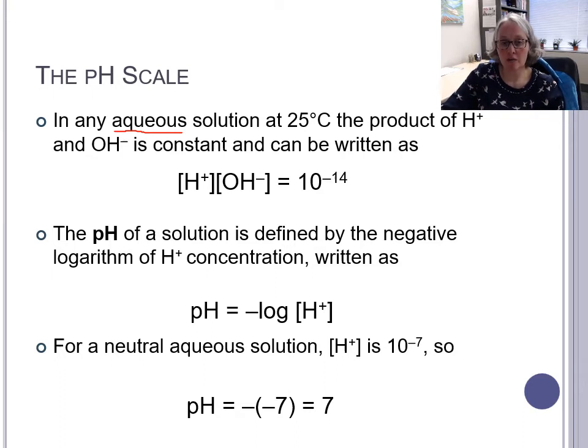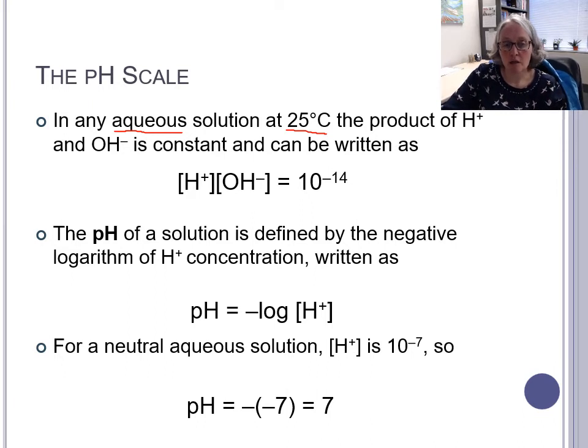In any aqueous solution at 25 degrees Celsius, we know that, right? That means room temperature. So in a water solution at room temperature, the product of the hydrogens and the hydroxides is constant, and it can be written in this formula. The concentration of the hydrogens times the concentration of the hydroxides always equals 10 to the negative 14th. You should be able to use this equation. If I ask you to use it, I'm going to keep the math very simple, stuff that you can do in your mind. So here's what it might look like.